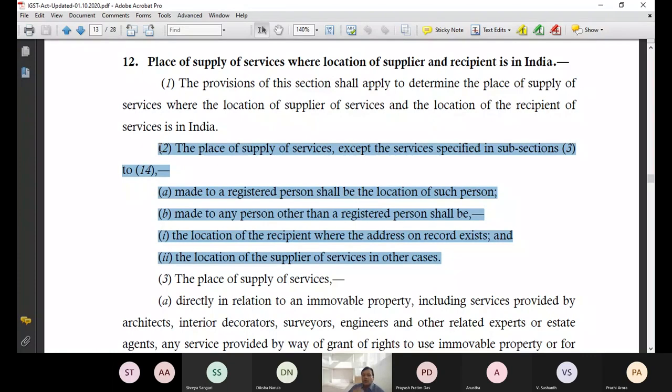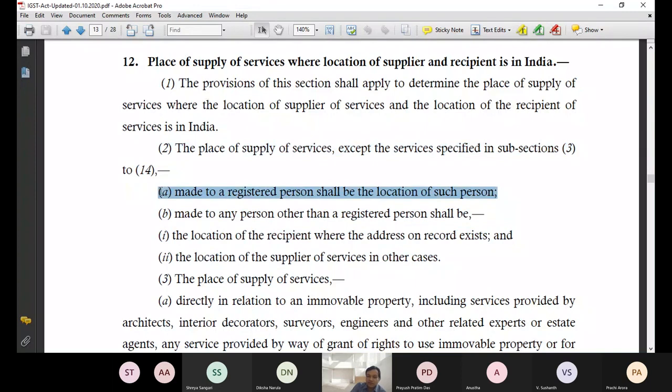If registered, the location of the recipient is the answer. Very simple. Because whenever the recipient is registered, always the location of the recipient is the answer. If the recipient is unregistered, then there are two situations. First, the location or address of the recipient, if address on record exists. Now I will show you the definition of address on record. If address on record doesn't exist, then of course by default the supplier's location is the answer.